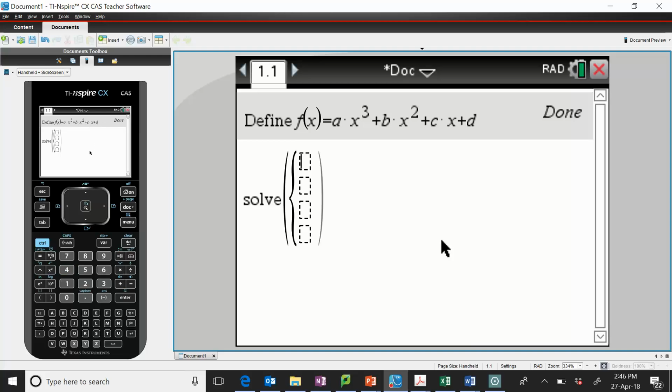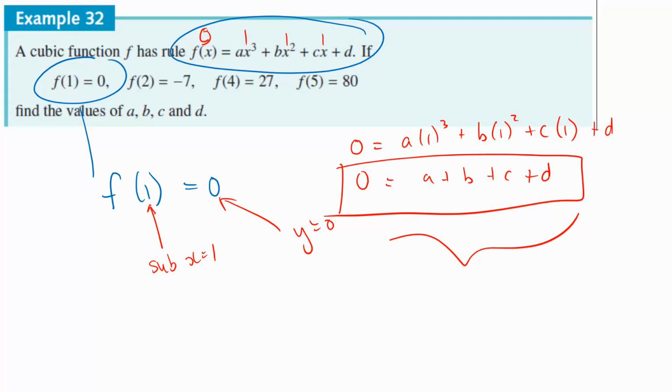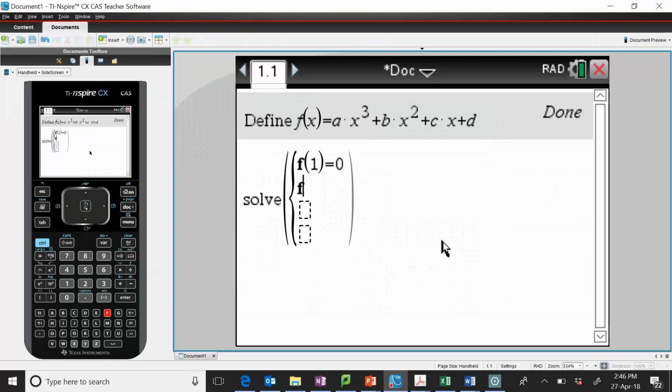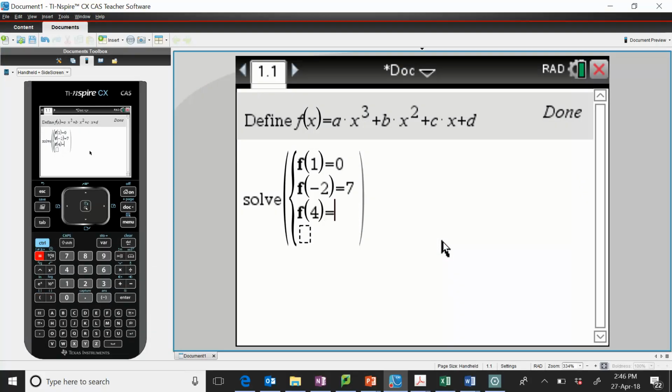Now, this is what I'm trying to show you. Instead of typing that equation, what you can do is this. F of 1 equals 0. Go down. Let's do another one. The other one was, if you sub in 2, it equals negative 7. So you type in f of 2 equals negative 7. Go down again. What's your next coordinate? F of 4 equals 27.